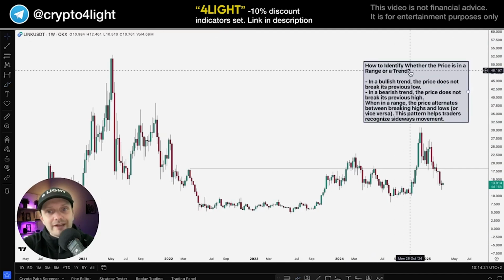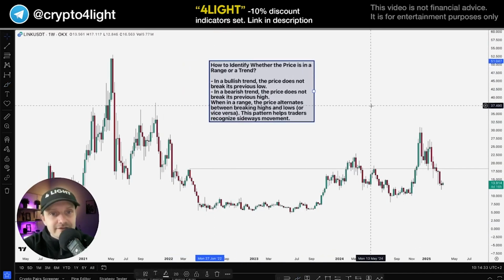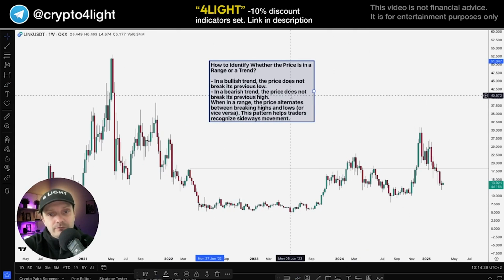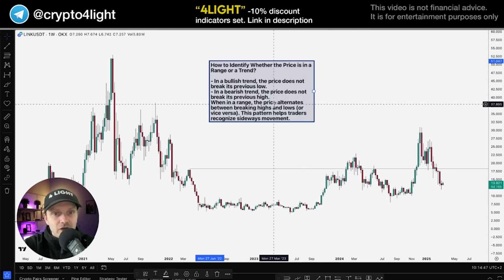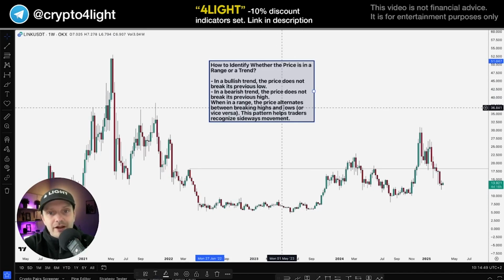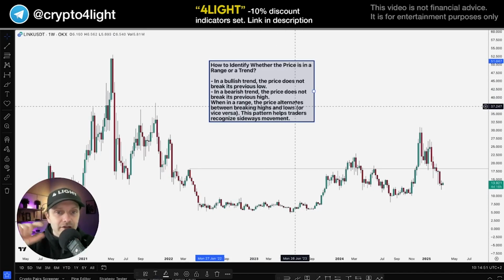Next moment, how to identify whether the price is in a range or in a trend. First one, in the bullish trend, the price does not break its previous low. So I recommend you go and check the video about structure. In the bearish trend, the price does not break the previous high. When we trade in a range, the price alternates between breaking the highs and the lows, or vice versa. So this pattern helps traders recognize sideways movement.